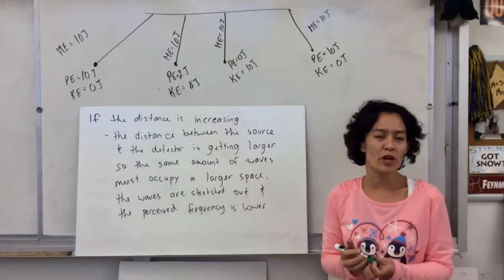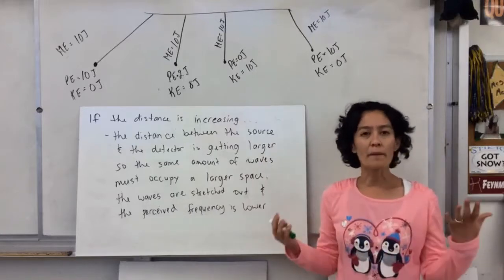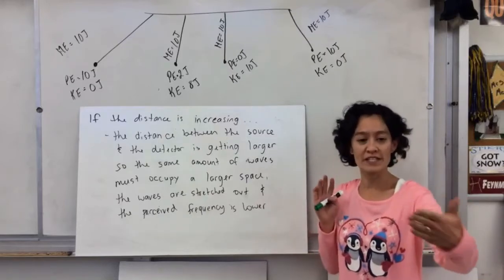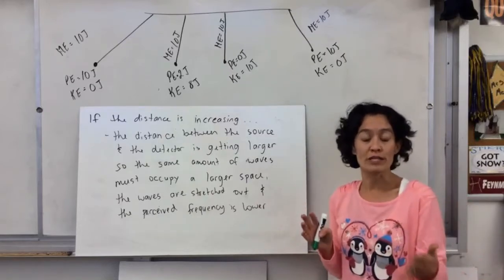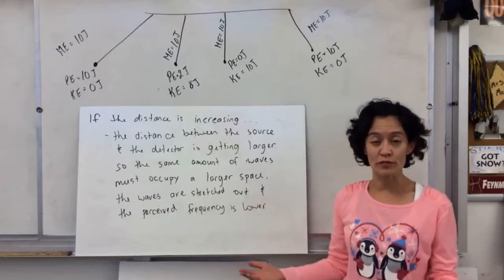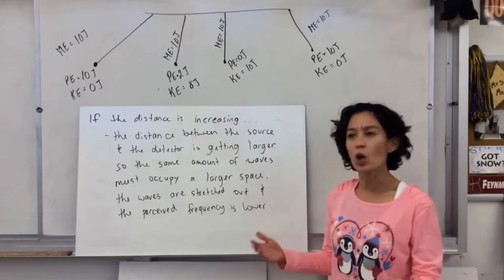And that kind of makes sense. The classic example of the Doppler effect is the ambulance or the fire truck that's coming at you. As it's coming at you, that distance is getting shorter, so the perceived frequency is higher, and then as it's going away from you, that distance is getting larger, and so that perceived frequency is a lot lower.